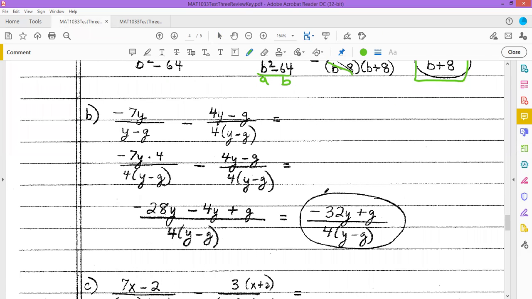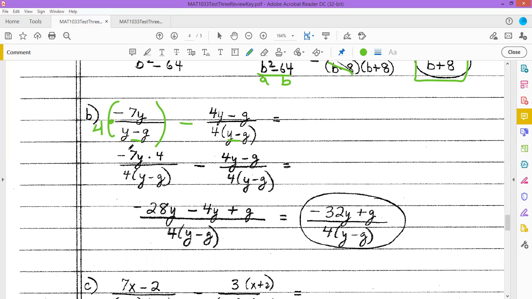Now letter B, we have -7y divided by y minus 8. Now we notice we're subtracting 4y minus g divided by 4 times y minus g. Now both of these terms have y minus g, but what's missing? The 4 is not included in the denominator of the first fraction. Before we can add these two fractions together, we've got to have common denominators. So we have to multiply everything in this first fraction by 4.